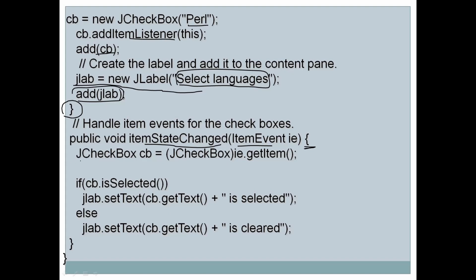First what we have done, we have created a variable of type JCheckBox cb, which is equal to ie. What is ie here? It is an object of ItemEvent. ie.getItem. We have studied about this getItem method. What does getItem do? getItem will give us the reference of the checkbox which has been clicked.